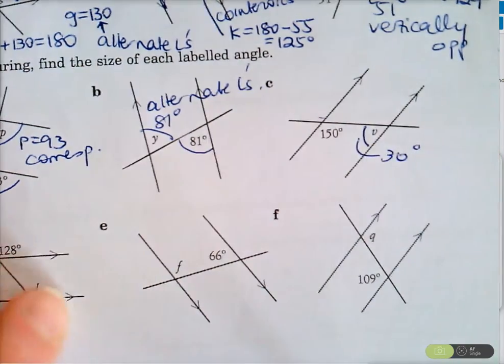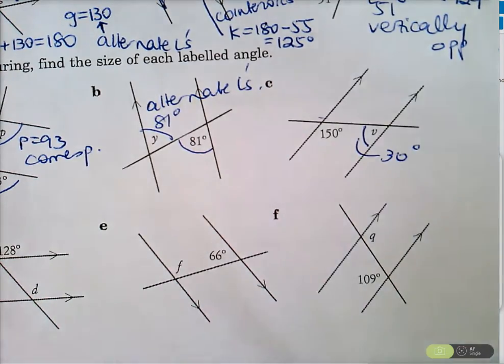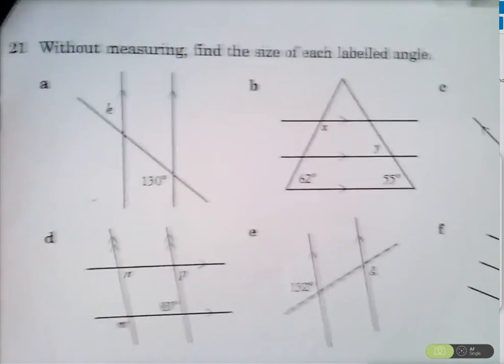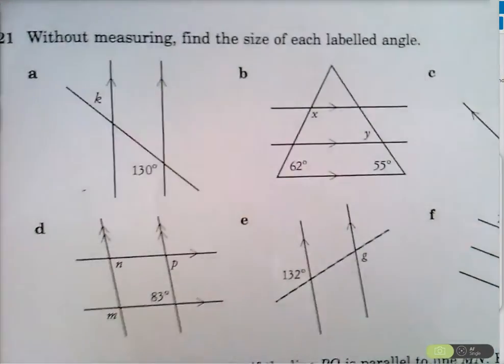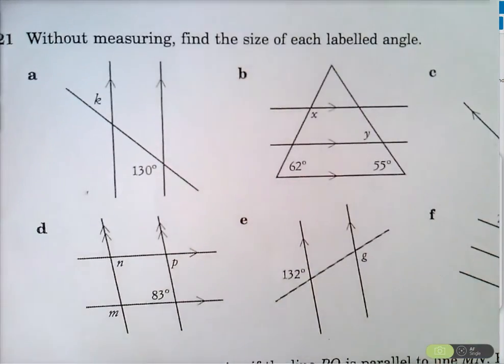All right, I'm going to the last page. Co-interior for the 150 and the V. I'm going to the last page for the girls that wanted this. Question 21. Are we ready? Which one do you need?